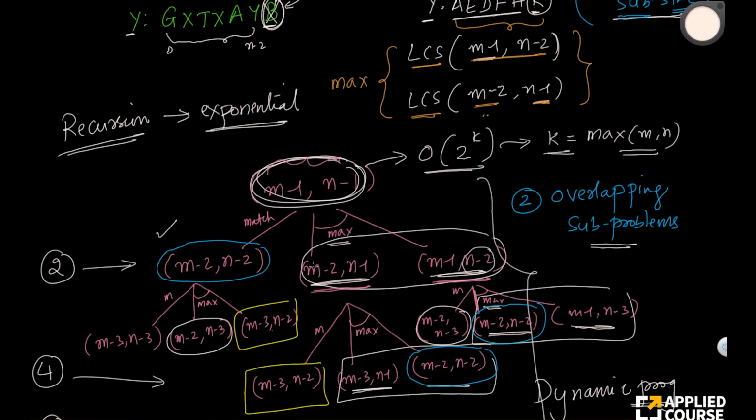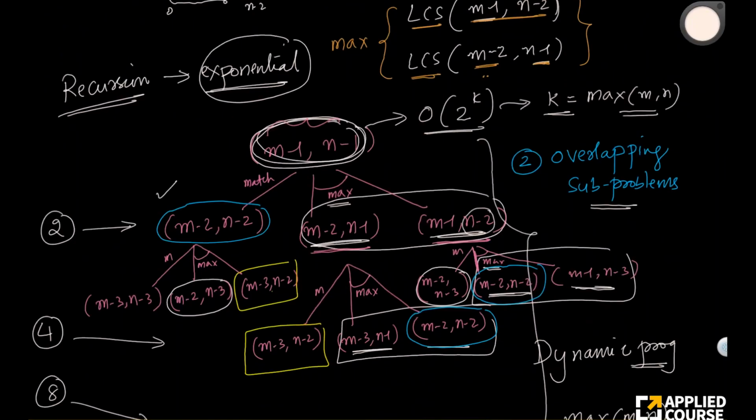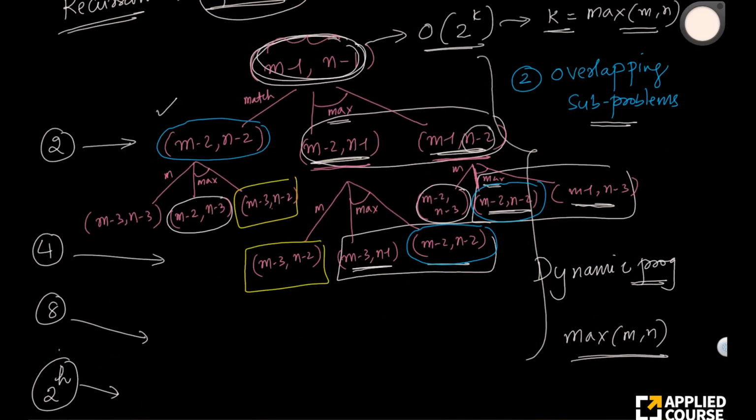Can we do better than that? Obviously, because that's the power of dynamic programming, right? I have a problem which is exponential time complexity, but the beauty of it is it has optimal substructure and overlapping subproblems, which means I can store this data. I can store this data in a 2-dimensional array. Imagine if I have a 2-dimensional array like this.